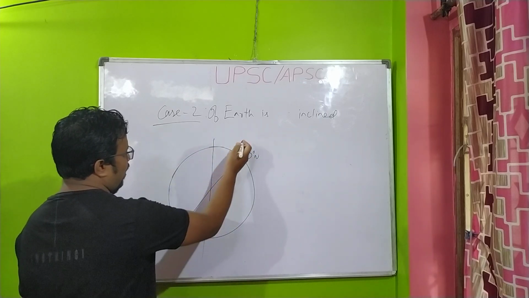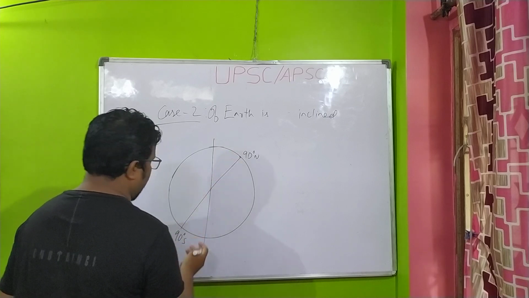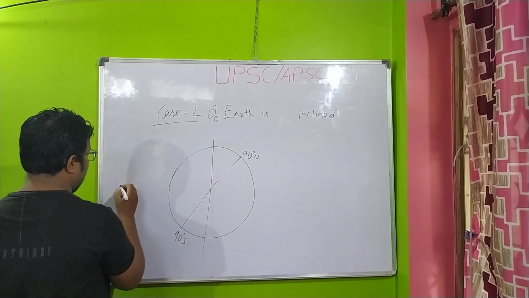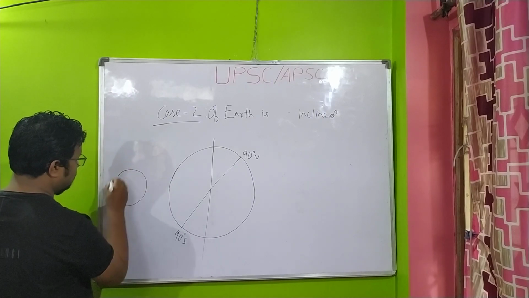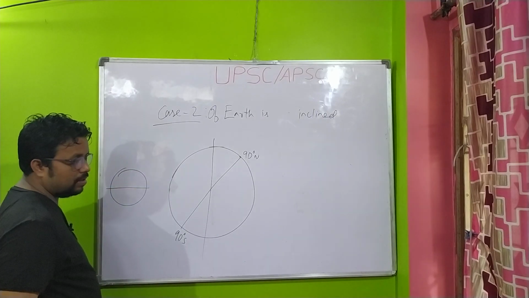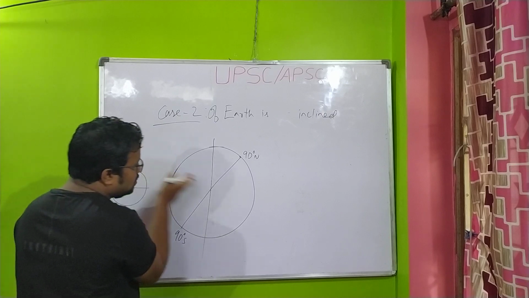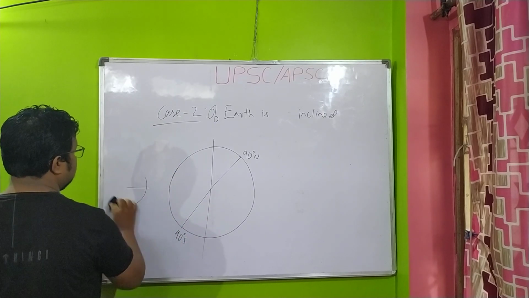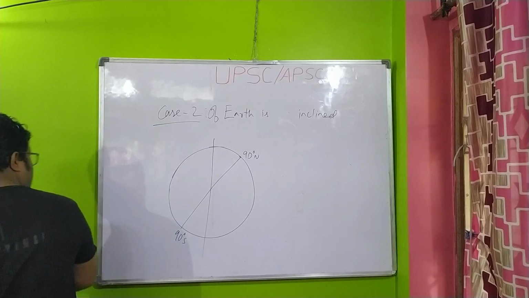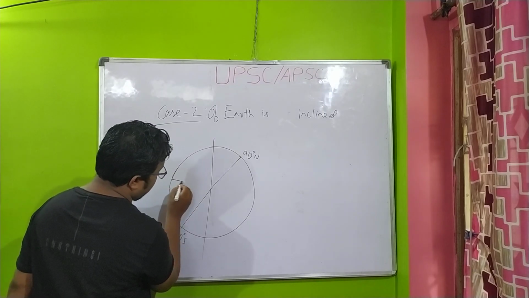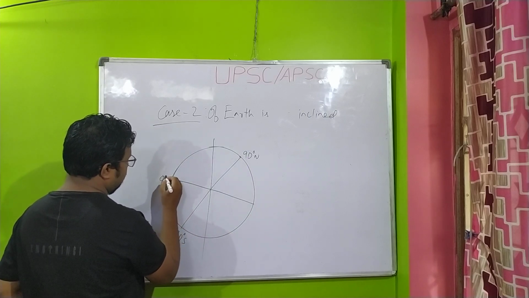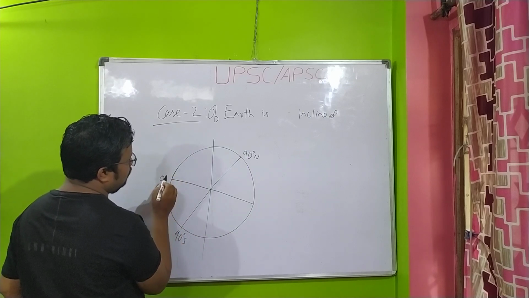Now in the real case earth is already tilted. When it was not tilted, this was the equator. Now since earth is tilted, the equator will also be tilted, like this. This will be the equator, 0 degree, the largest latitude, 0 degree. Now this would be what?